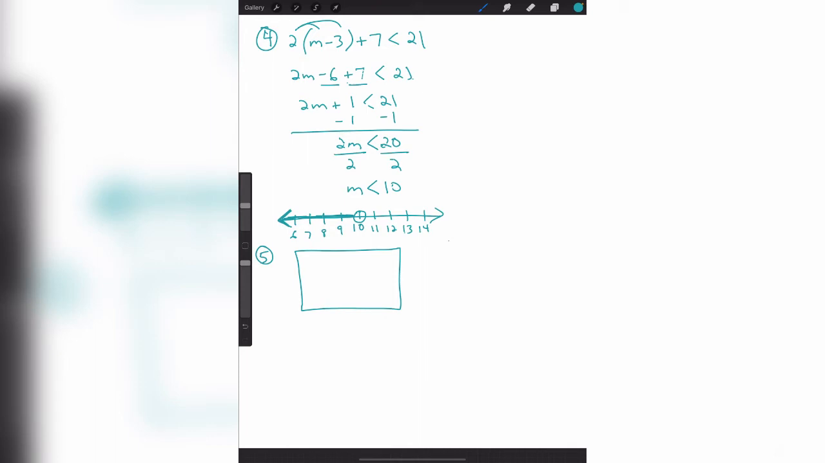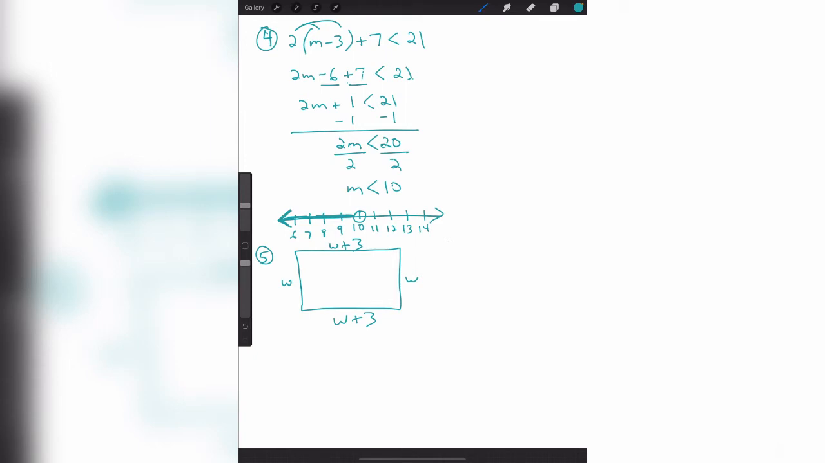So, like I said, I'm a very visual person, so I'm drawing it. So this is the width, right? The length of the picture frame is 3 inches more. Okay, so I know this side is a W, and this side is W plus 3. Because whatever the width is, you're going to add 3 to it to get the length.